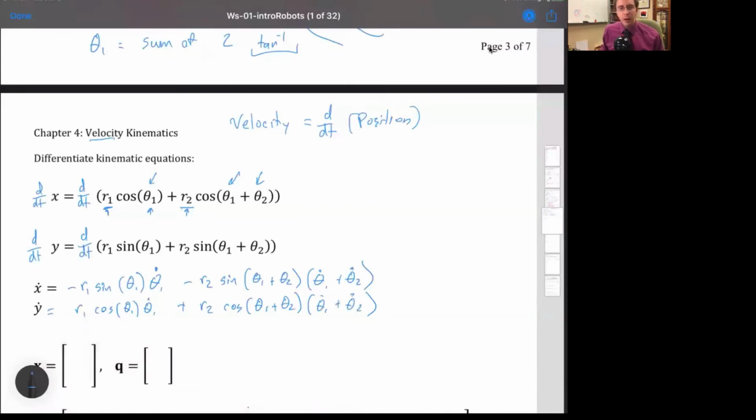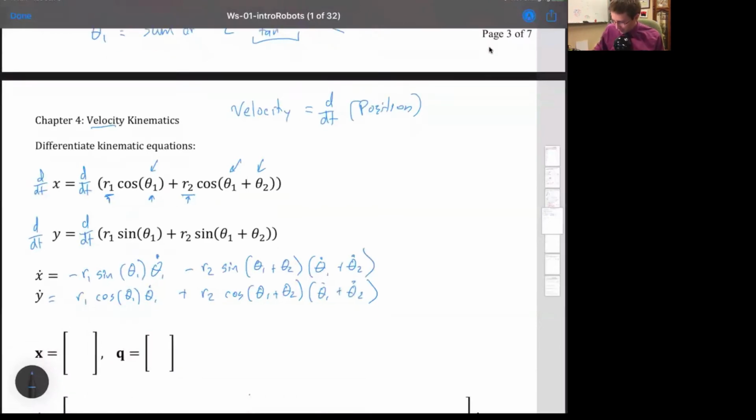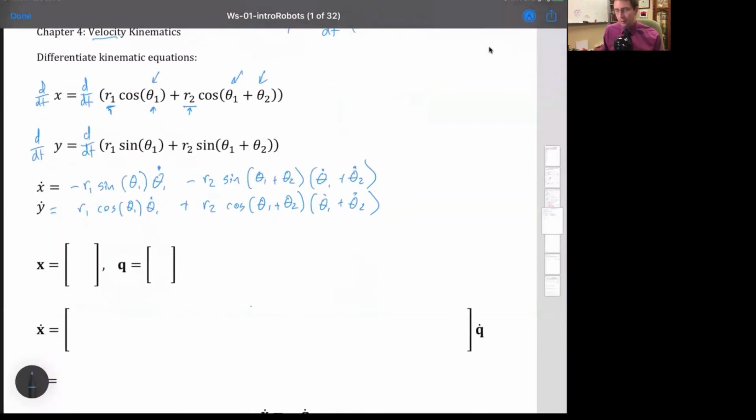These things, especially when you have lots of joints, are going to get very messy. And so what we're going to do is do everything in this class in vector form. I'm going to say the full state of my end effector is x, y. The configuration variables are the joint variables, so that's theta 1 and theta 2. What I want to do is say, well, how are the velocities of my end effector affected by how fast my joints move?